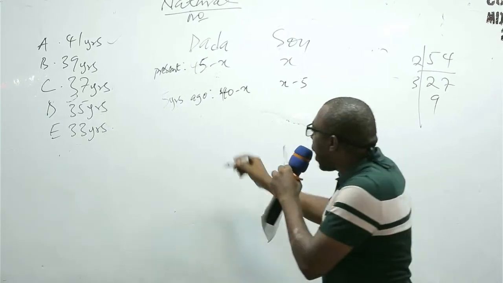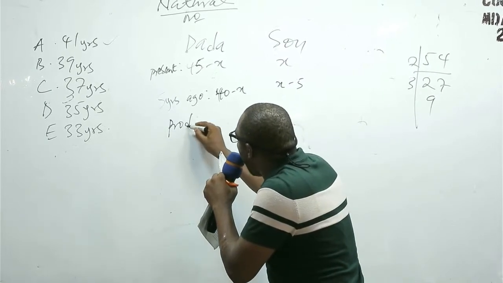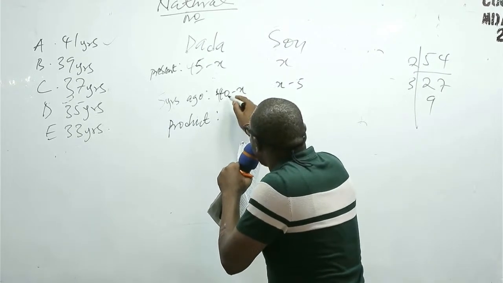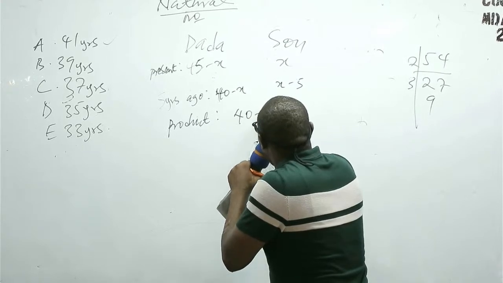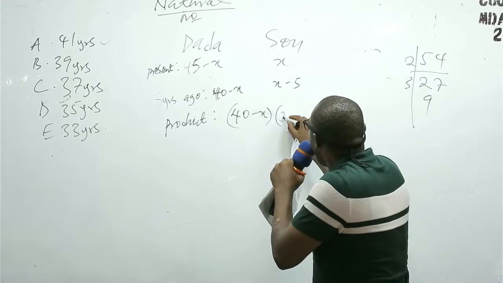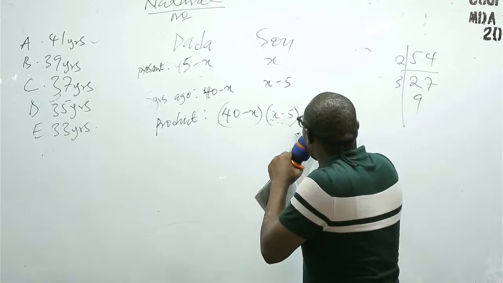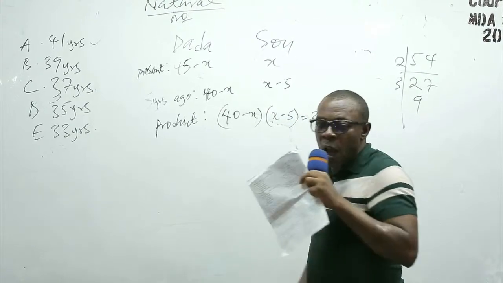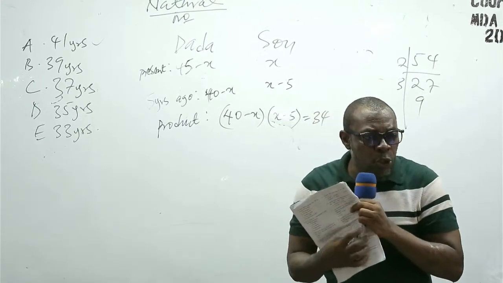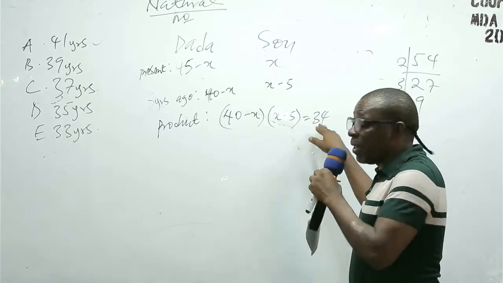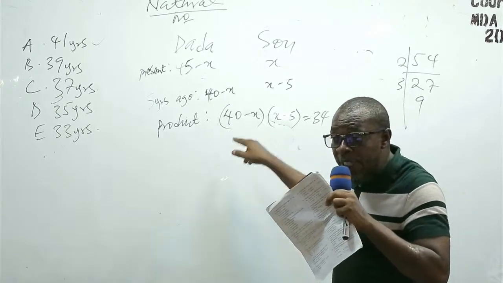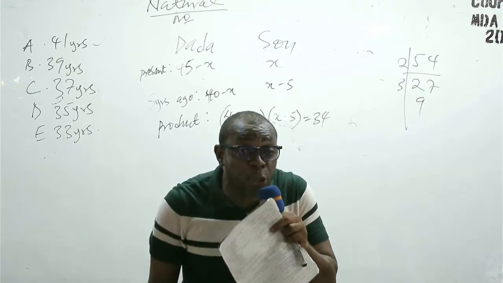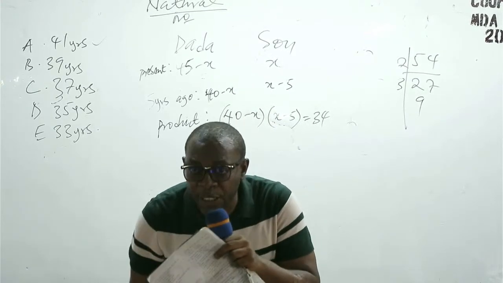And the question now said, their product. What is their product? 40 minus X into X minus 5. And what is it? If I can get up to this place, that you are applying common sense does not mean you will not do something.